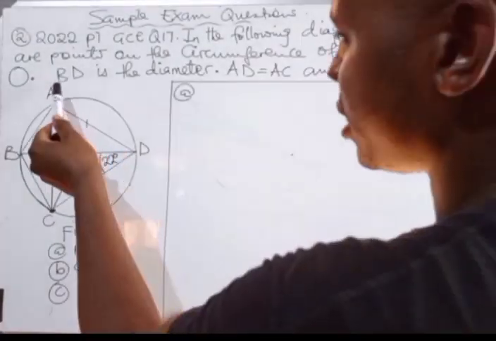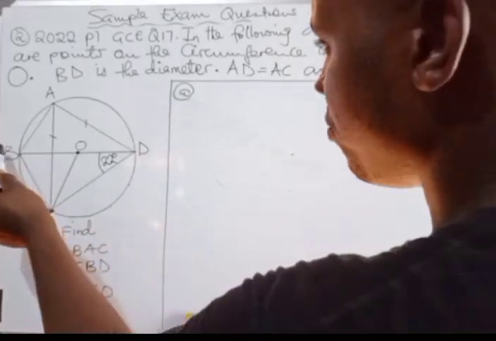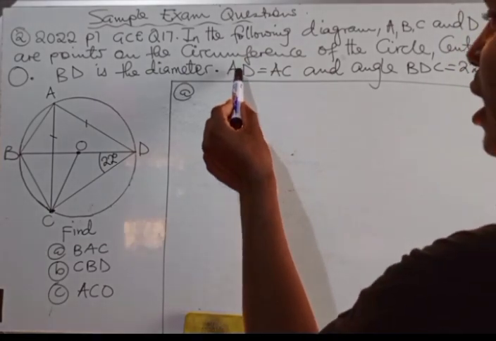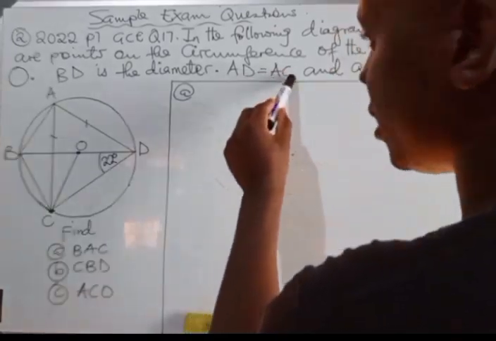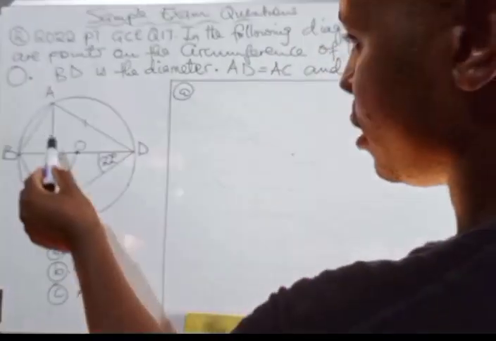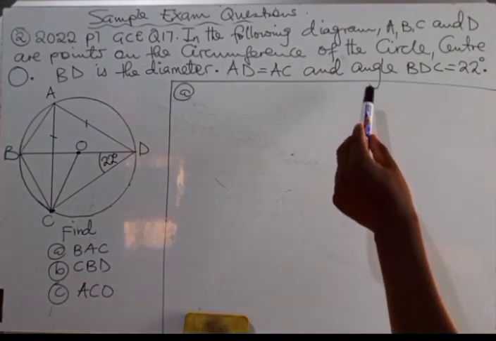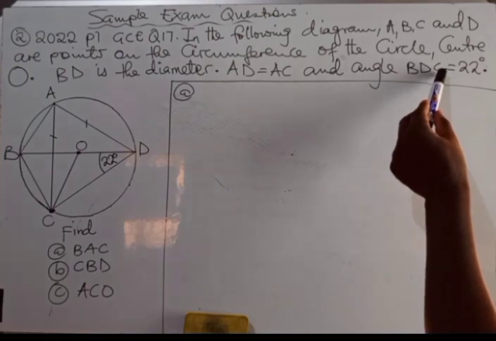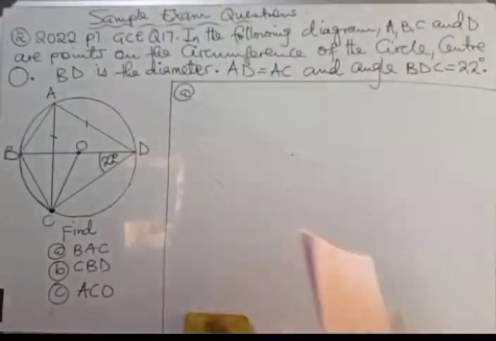Then we are told that BD is the diameter. Then we have AD equal to AC. We are also told that those are equal. And the angle BDC is equal to 22.